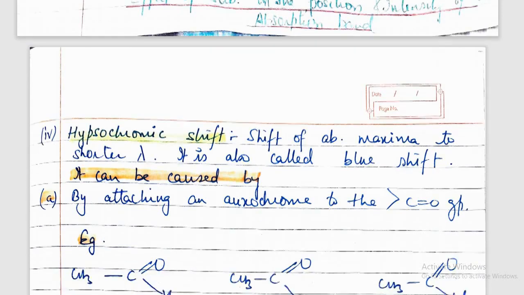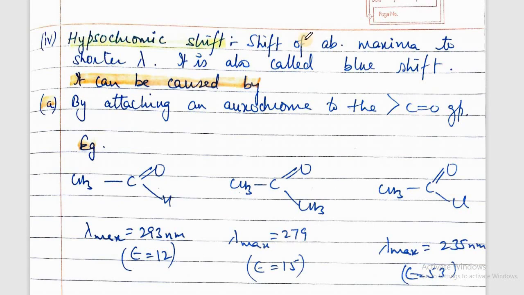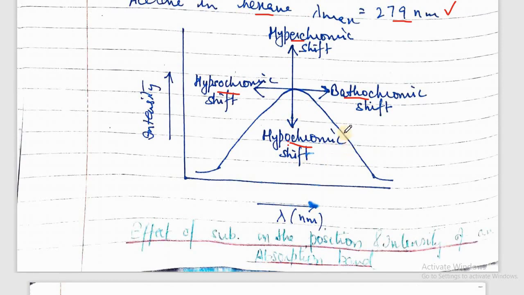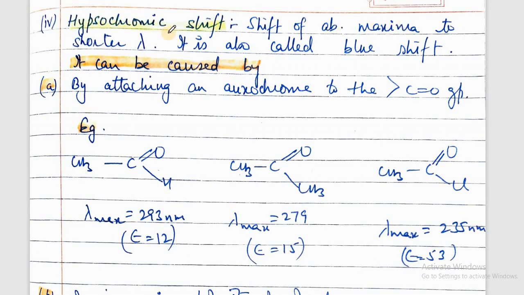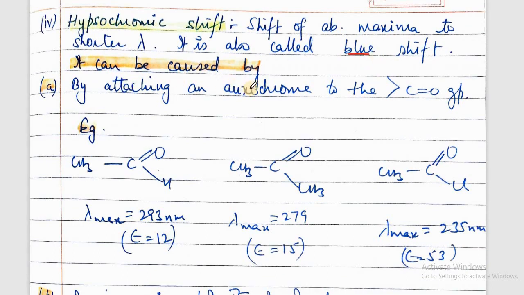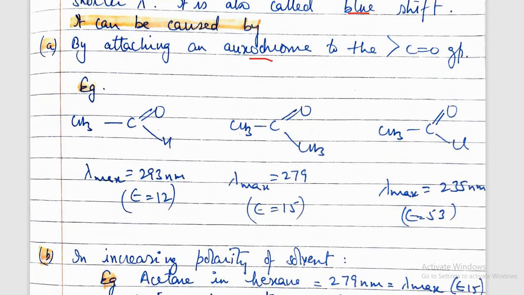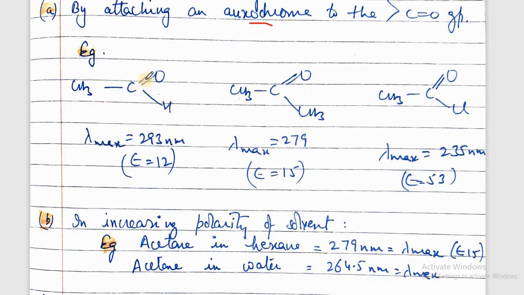Hypsochromic shift. Hypsochromic shift means, as we have from the diagram, it is the opposite of bathochromic, that is, a decrease in lambda will take place, a shift of absorption maxima to shorter wavelength. It is also called blue shift, opposite of red shift, and it can be caused by attaching an auxochrome to the carbon double bond O group, that is the carbonyl group. If an auxochrome is added to the carbonyl group, then the example is the carbonyl group.